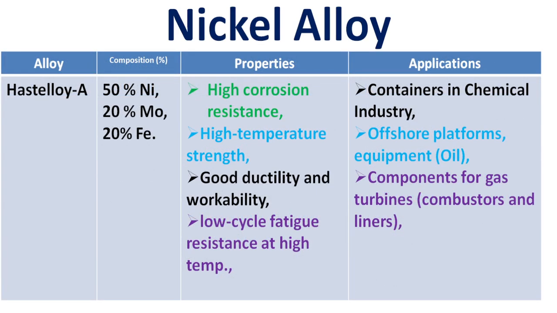Next one is Hastelloy. This is Hastelloy A. Its composition is 50% nickel, 20% molybdenum, and 20% iron, with a small amount of some other materials. It has high corrosion resistance, high temperature strength, good ductility and workability, and low cycle fatigue resistance at high temperature applications.